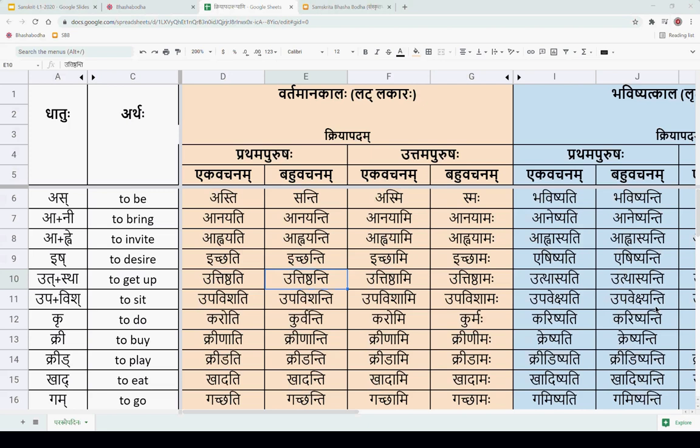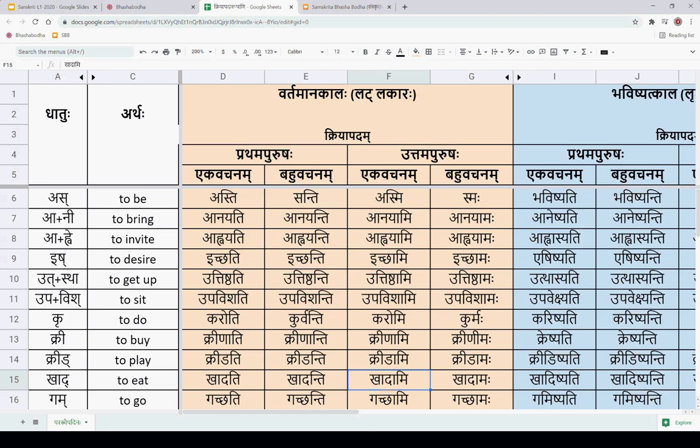Maybe if I add one more column of dhatu gana, that might be helpful for those who know about dhatu ganas. Okay, so now krinati, like that.